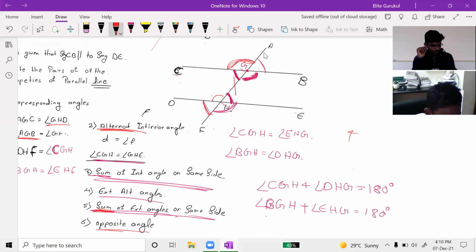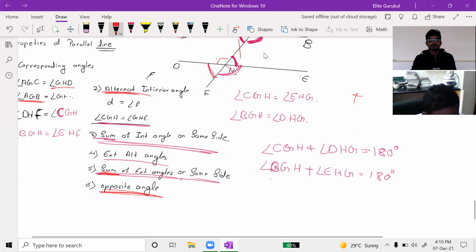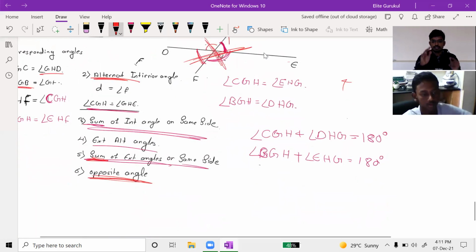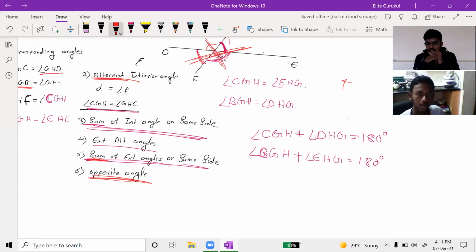Okay, very good. Now tell me the opposite angles. Angle AGC is equal to BGH. Very good. Angle AGB is equal to CGH. Angle GHD is equal to EHF. Angle GHE is equal to DHF. Perfect. So you can now write the names of the angles, right?